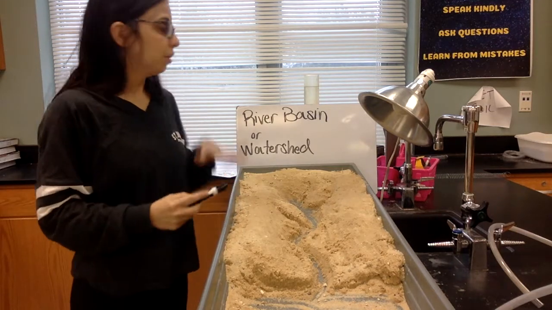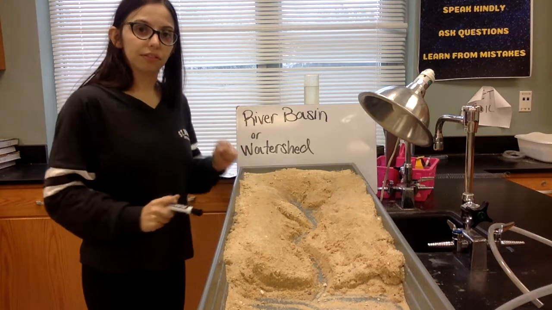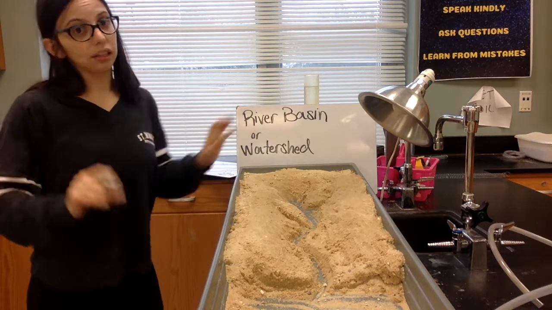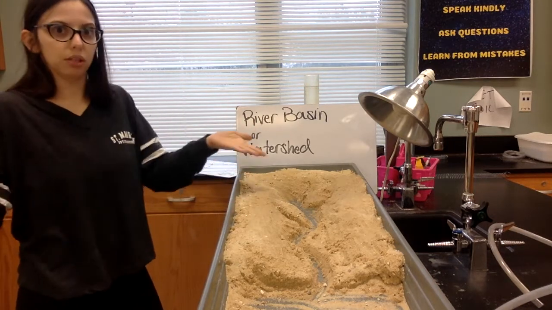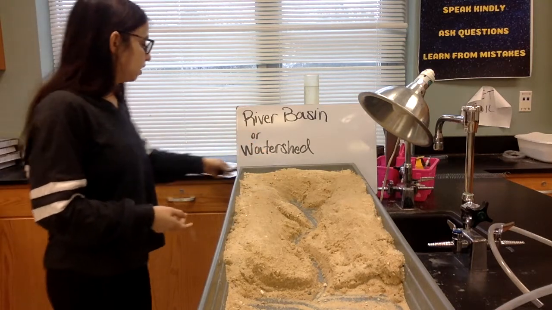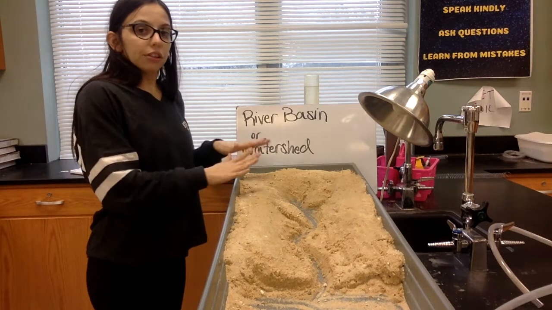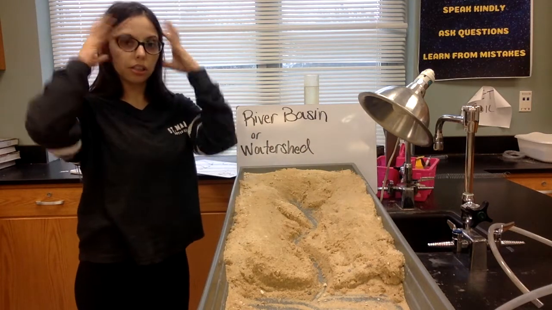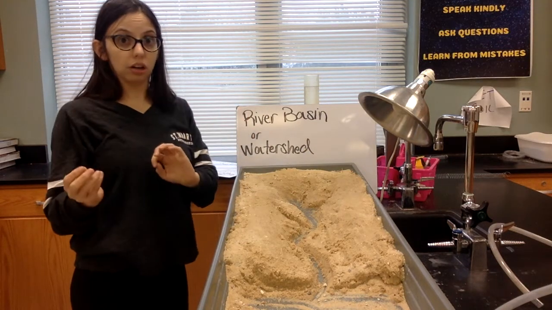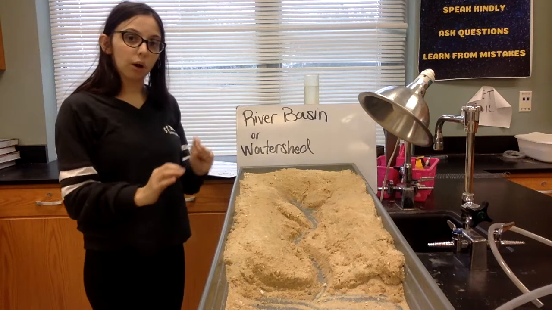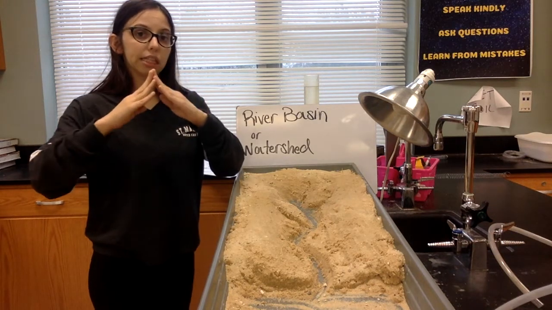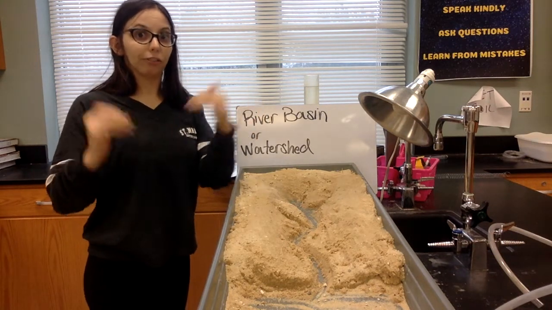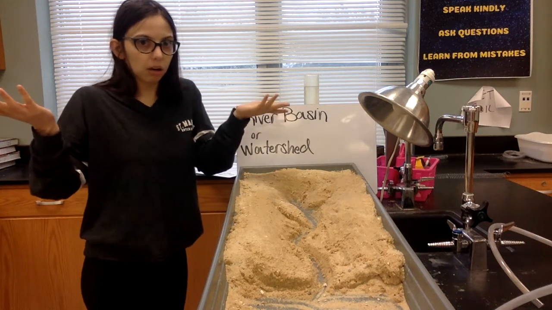All right, so within a river basin, we have different parts of the river. We're going to start at the beginning because that makes sense. You wouldn't start at the end. That's silly. All right, rivers start in their headwaters. Headwaters are the start of a river. Generally, headwaters are going to be in mountainous areas because, again, water flows downhill. That's just how water be.